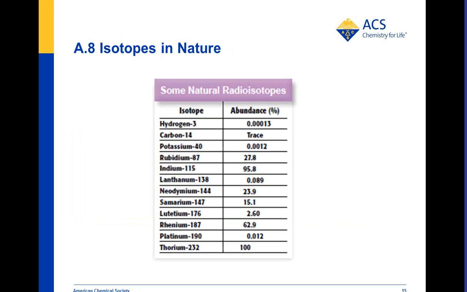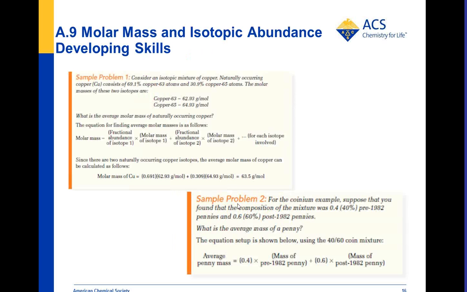Here we have the abundance of the isotopes, and this helps students begin to understand why the mass numbers on the periodic table are decimal values, because they are the average of the isotopes based on their percentage. Okay, we can go to the next.